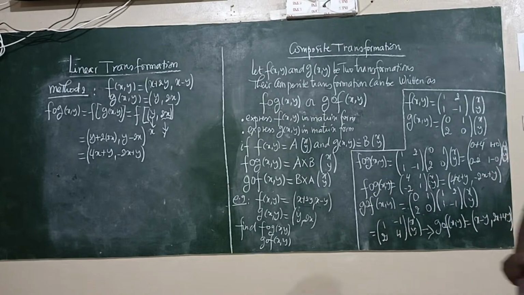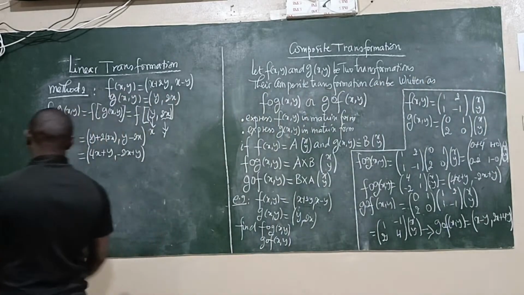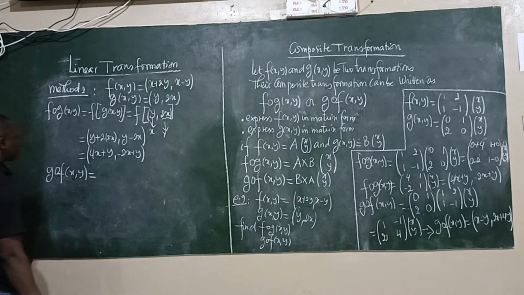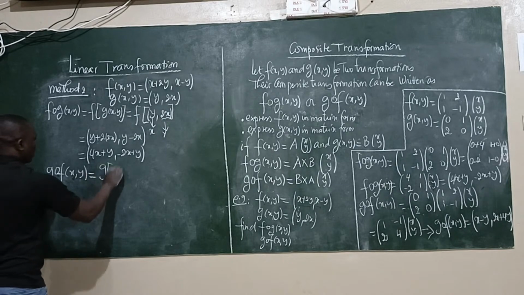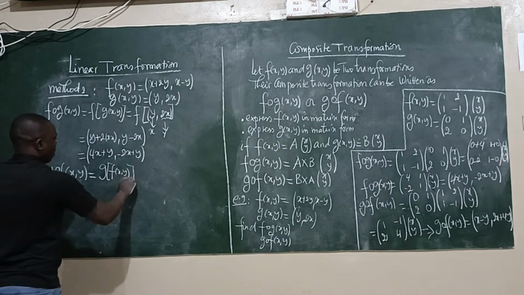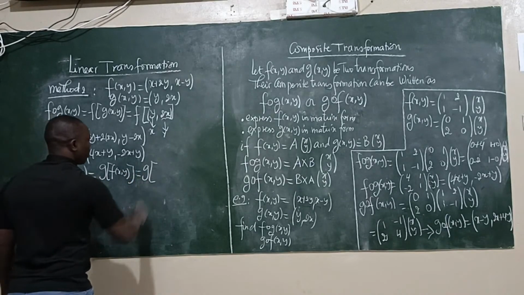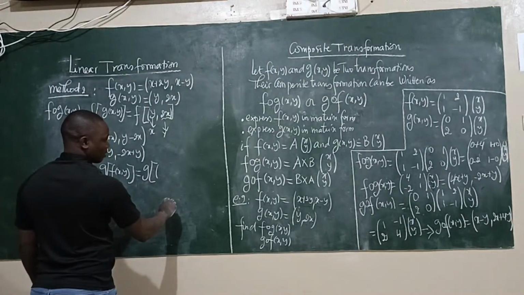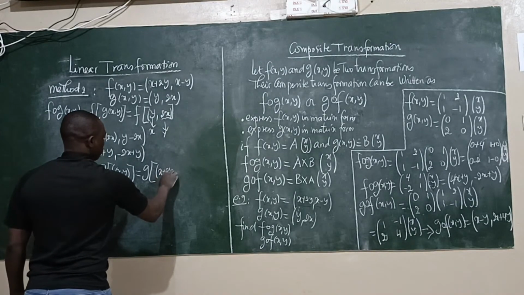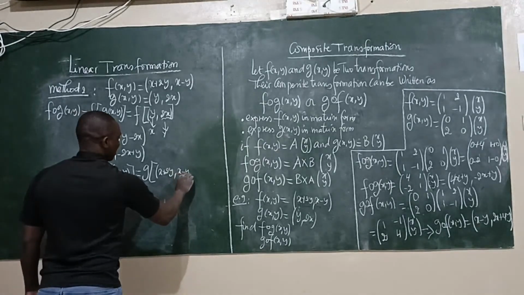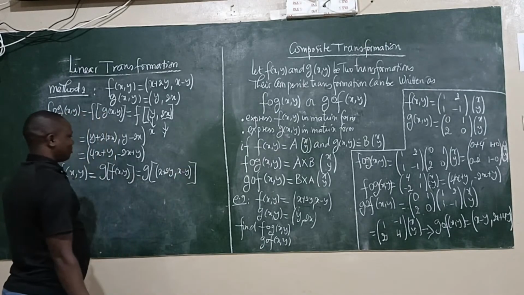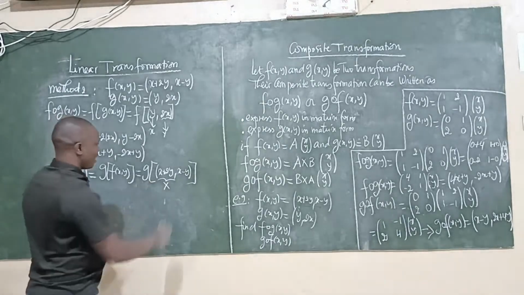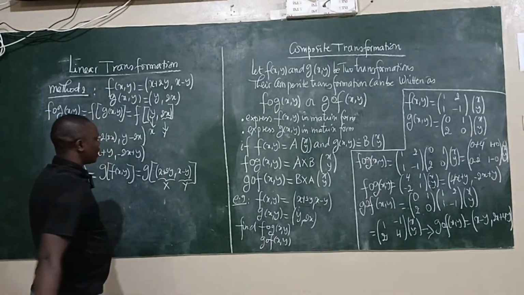Now, let's go for G of f of xy. This is gonna be G and f of xy. This is G. What is f of xy? f of xy is x plus 2y, comma, x minus y. Okay, look, this will stand for x in G, and this will stand for y in G.